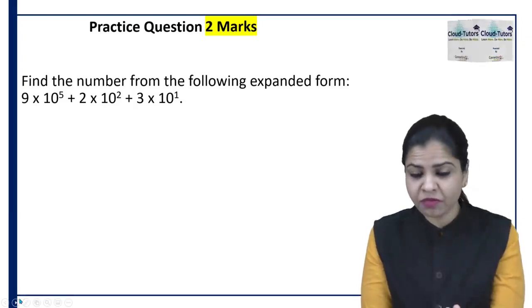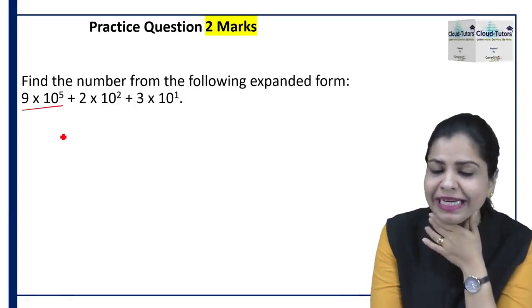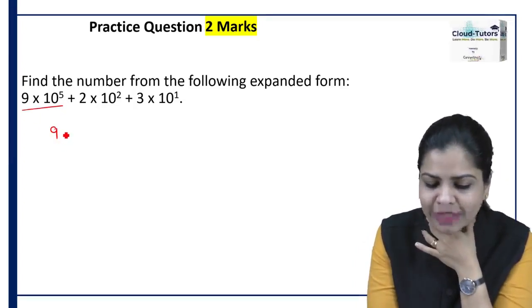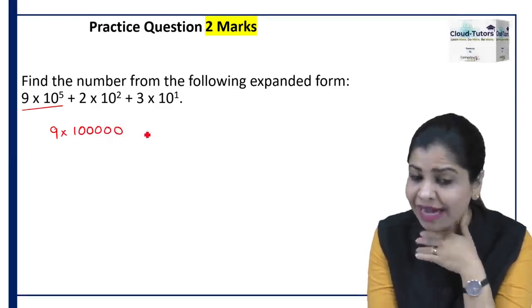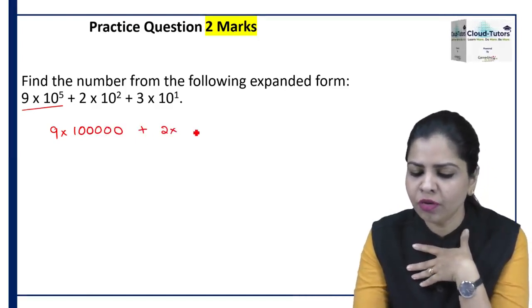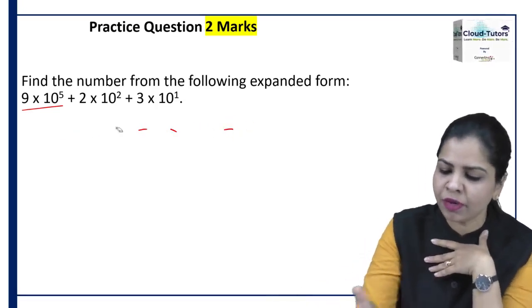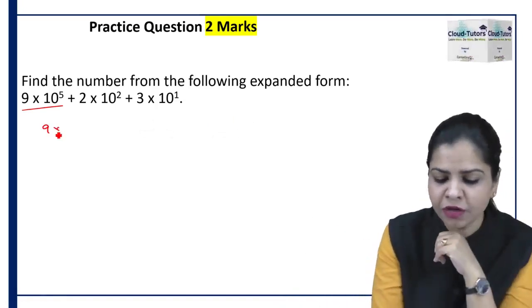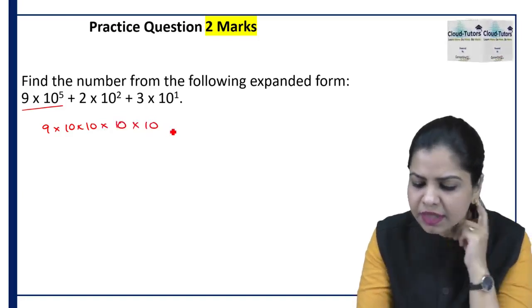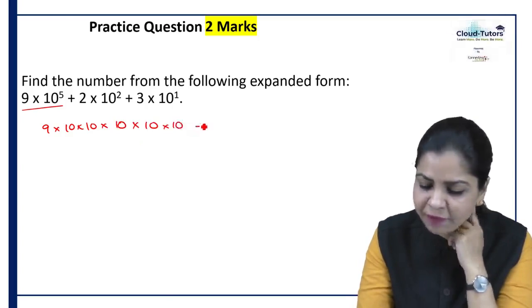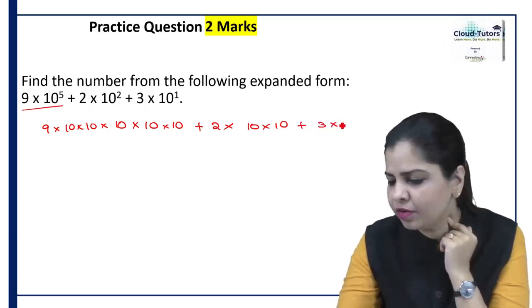Find the number from the following expanded form. So you have to find the number. So what is given? 9 into 10 to the power of 5. So that means what? 9 into 1, 2, let's write the zeros, 3, 4 and 5, plus 2 into 100, right? Or should we write it this way? Okay, let's do it step by step. 9 into 10 into 10 into 10, 5 times, right? Plus 2 into 10 into 10 plus 3 into 10.